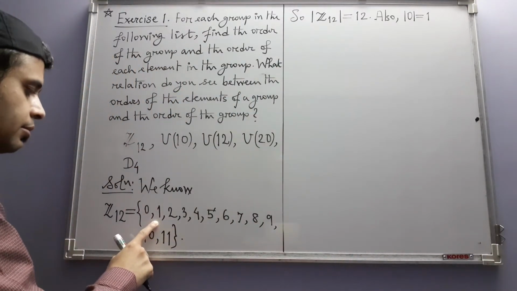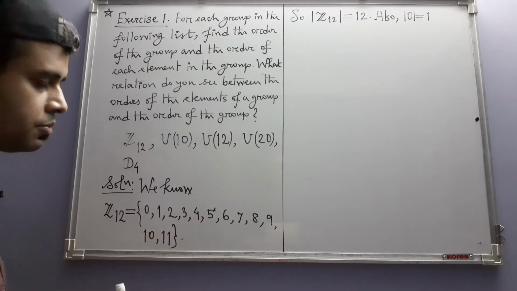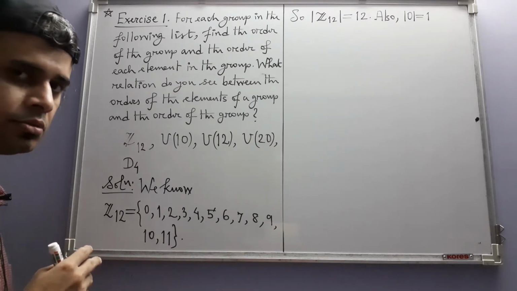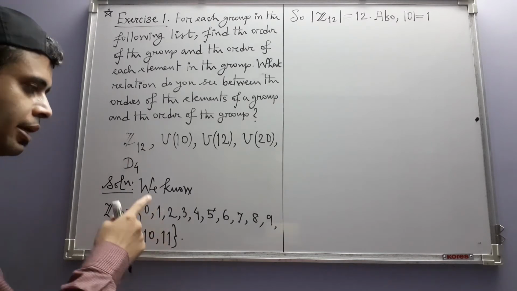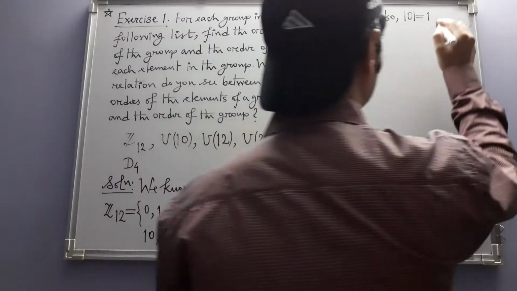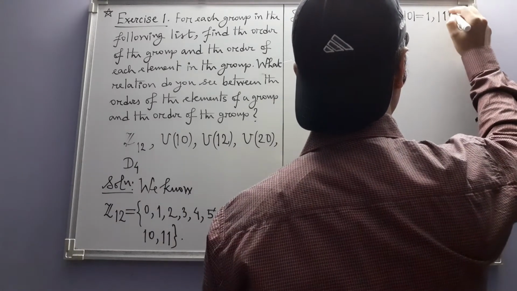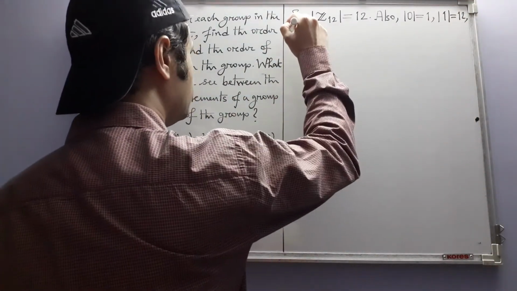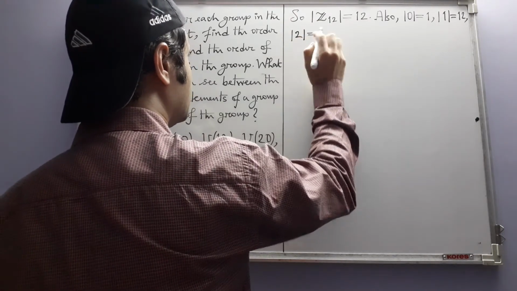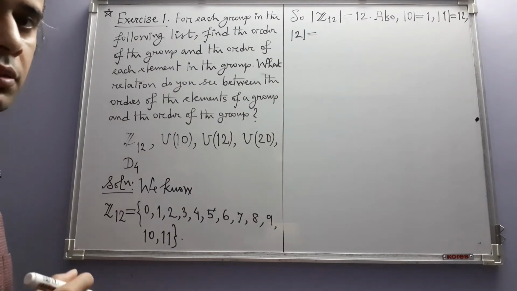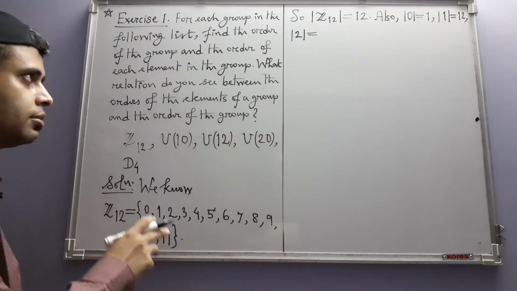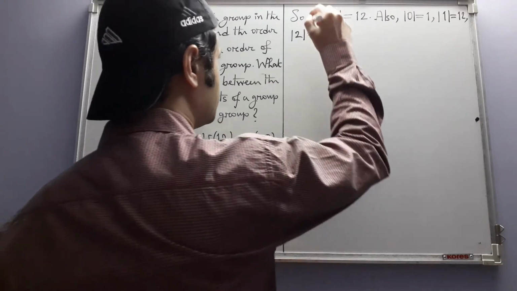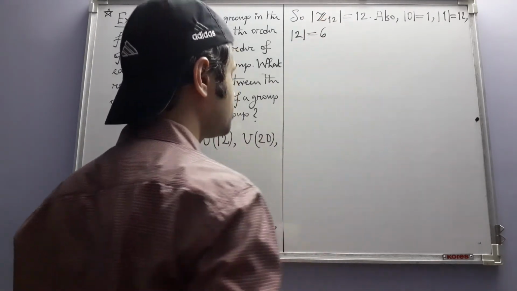The order of 1 is the smallest positive integer m, such that if we add m number of 1s, the result is divisible by 12. And you can clearly see that for 1, that smallest positive integer is 12. So the order of 1 is equal to 12. Order of 2, for 2 we need not go that far. If you add 6 2's, you get 12, and that is divisible by 12, and that is the least number of 2's you have to add so that the sum is divisible by 12. So this is equal to 6.